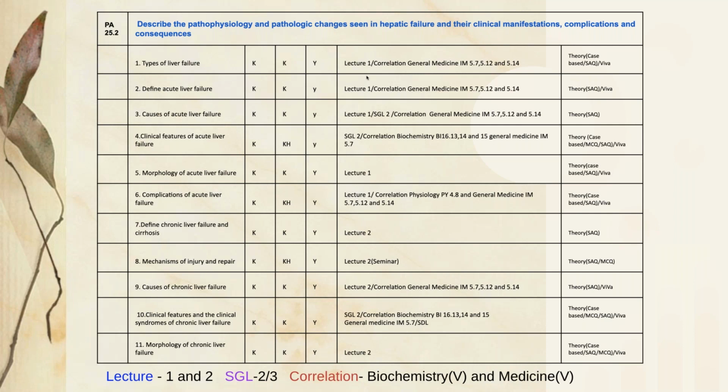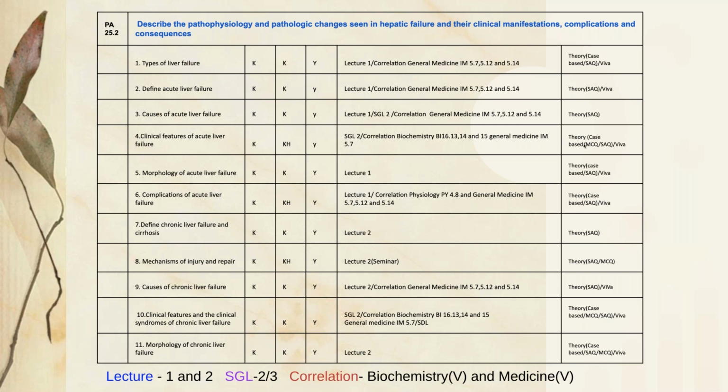Causes of this, lecture 1, because I have used that particular hour also to cover jaundice. So I've just clubbed it as lecture 1. I'll tell you why I've done that when I come to the hours. Then causes of acute liver failure, again as lecture 1 or as small group learning, correlating with general medicine. Again, the mode of assessment would be theory, I suppose. Clinical features, again as an SGL, with correlation with biochemistry and general medicine.